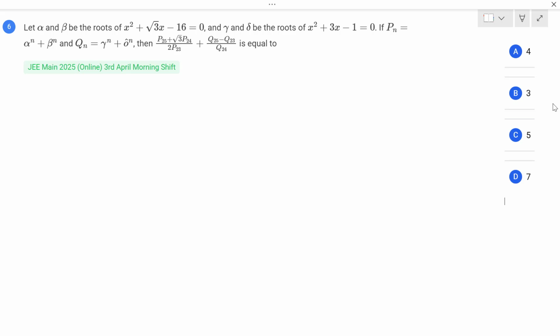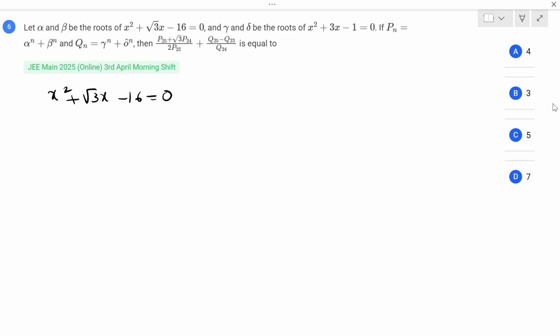Hello amigos, this question is based on the concept of Newton's formula for quadratic equation. The equation which he has given is x square plus root 3x minus 16 is equal to 0. This question looks very irritating, but trust me, it is one of the very easiest questions possible. First of all, let us understand.